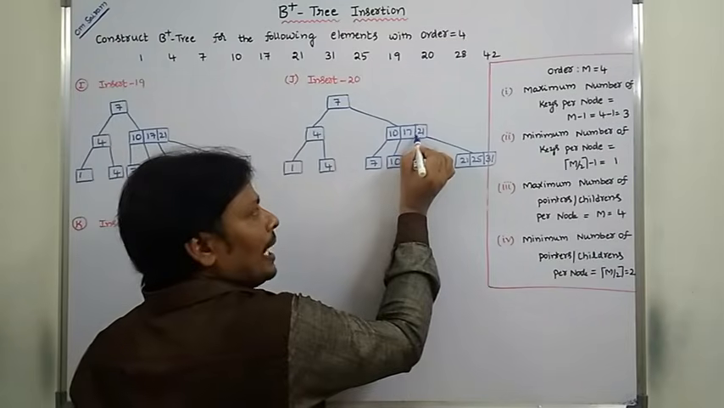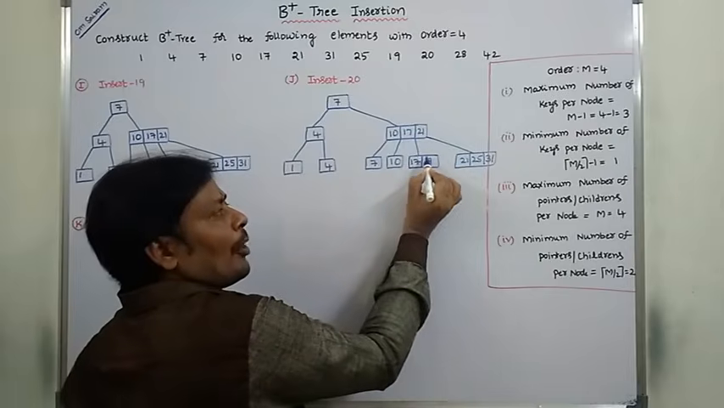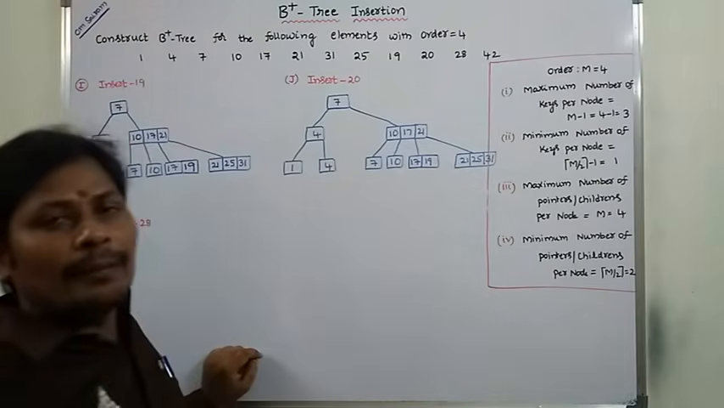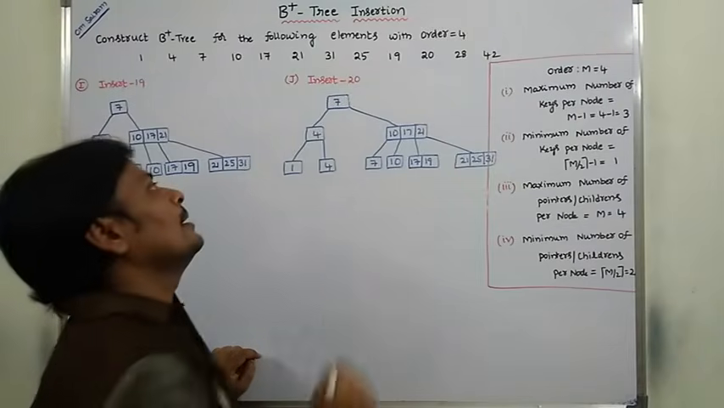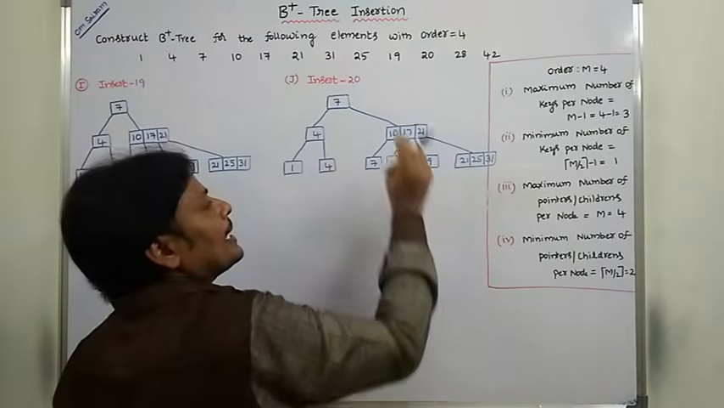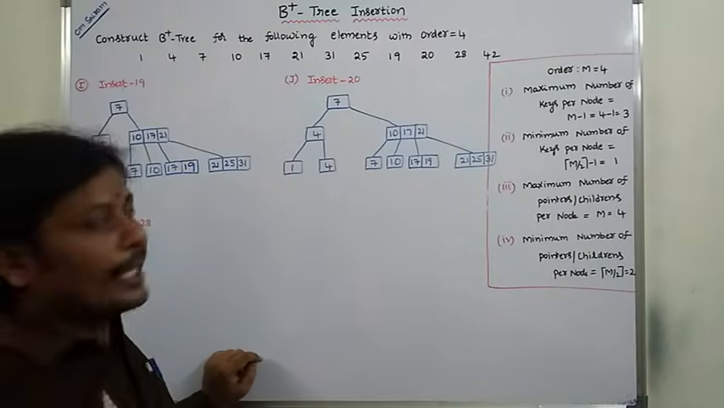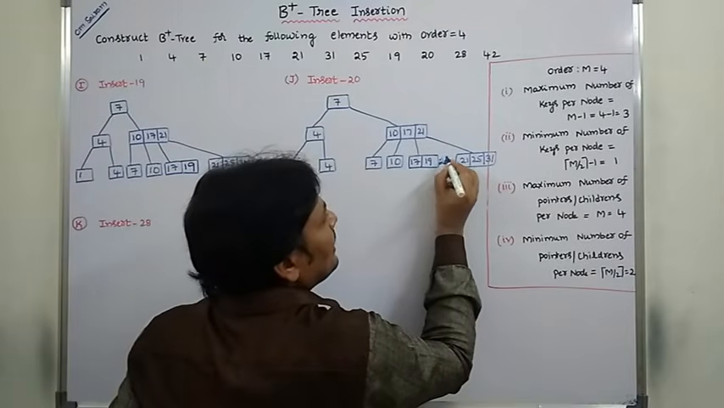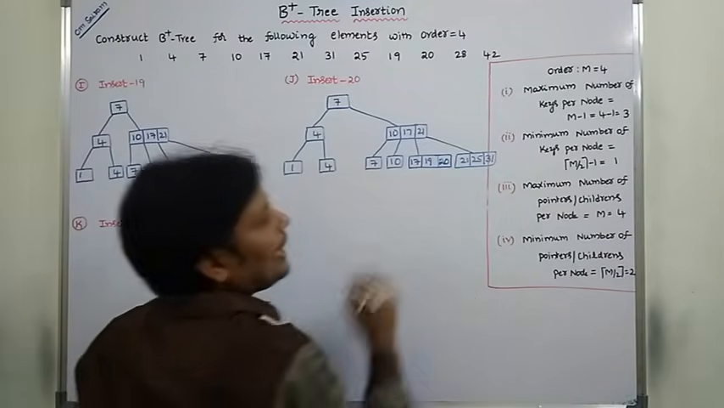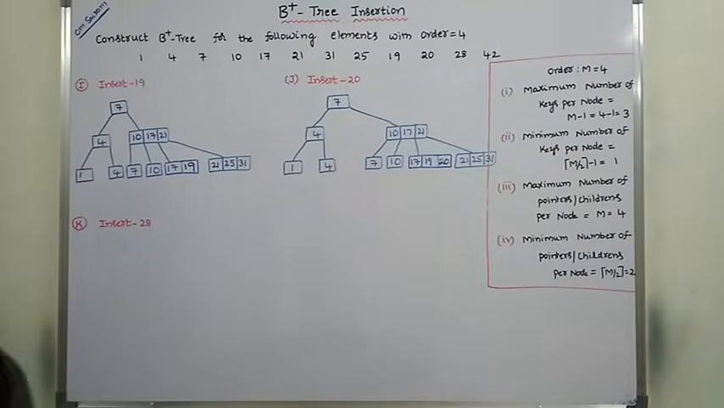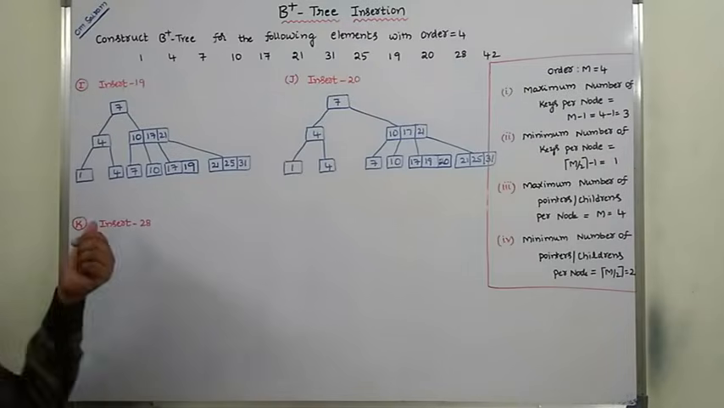So go to the middle pointer. The middle pointer points to a subtree that contains a node with the key elements 17 and 19. So 20 is compared with 17. It is greater. 20 is compared with 19. It is greater. So 20 can be inserted to the right of 19. After inserting 20, this is the B plus tree we are getting. Next, insert 28.